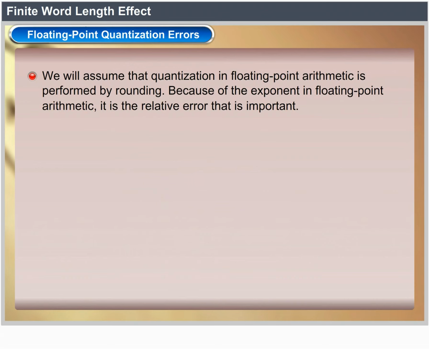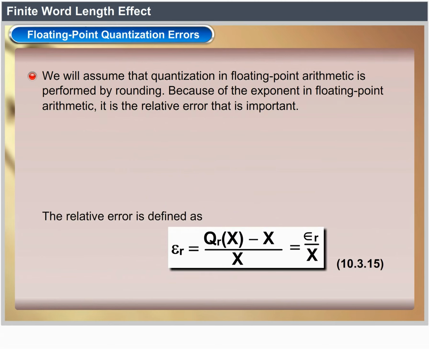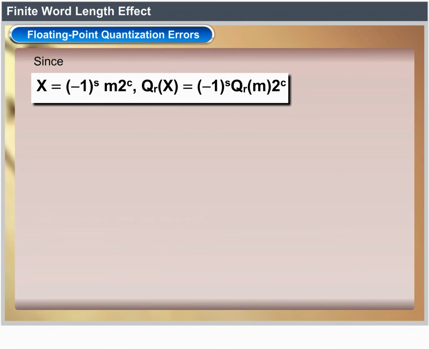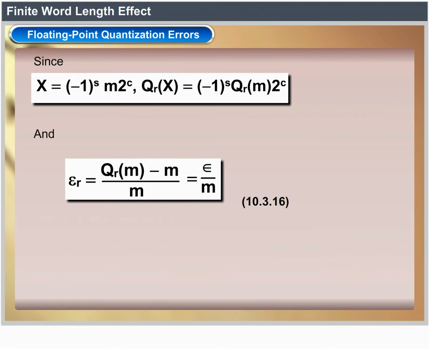Because of the exponent in floating point arithmetic, it is the relative error that is important. The relative error is defined as epsilon_r = (Q_r(x) - x)/x = epsilon/x, called equation 10.3.15. Since x = (-1)^s * m * 2^c and Q_r(x) = (-1)^s * Q_r(m) * 2^c, epsilon_r = (Q_r(m) - m)/m = epsilon/m, called equation 10.3.16.